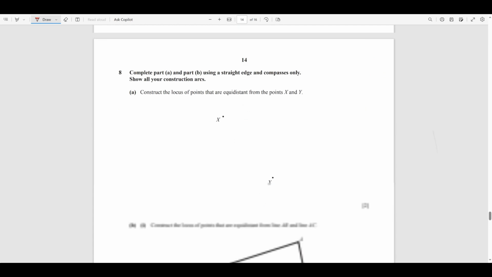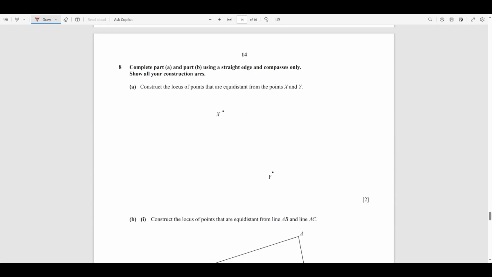Question 8. Complete part A and part B using a straight edge and compasses only. Construct the locus of the points that are equidistant from the line. Okay, so the locus of points that are equidistant from 2 points is defined as the points lying on the perpendicular bisector of those 2 points. So first we need to connect X and Y.